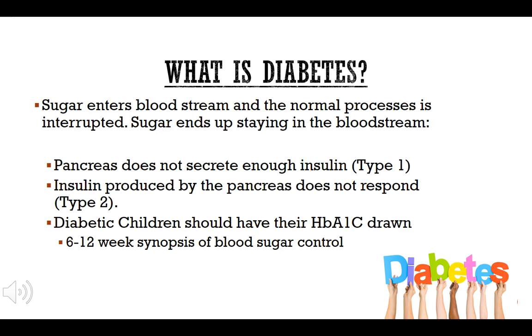So what is diabetes? It is when the normal process of sugar traveling into the muscle and fat cells is interrupted. There are 2 ways this can occur. The first way is that the pancreas does not secrete enough insulin. This is type 1 diabetes. The second way is when the body does not respond to the insulin produced by the pancreas. This is type 2 diabetes. All known diabetics will have their hemoglobin A1C drawn, as this shows a 6 to 12 week synopsis of their blood sugar control.